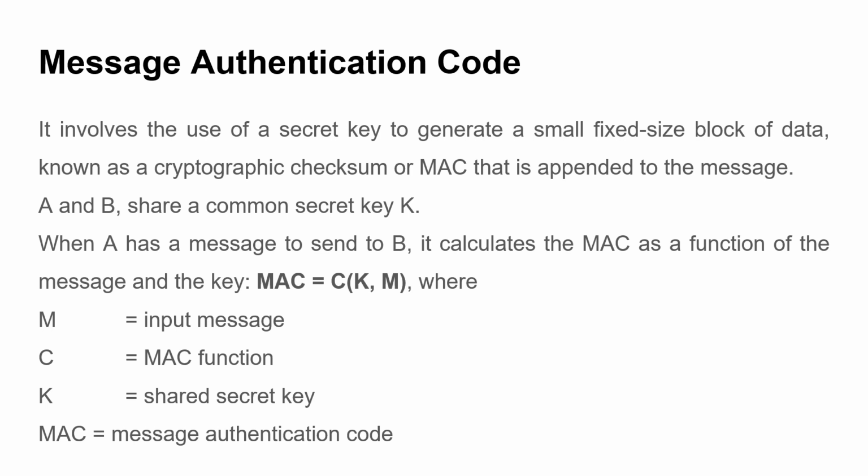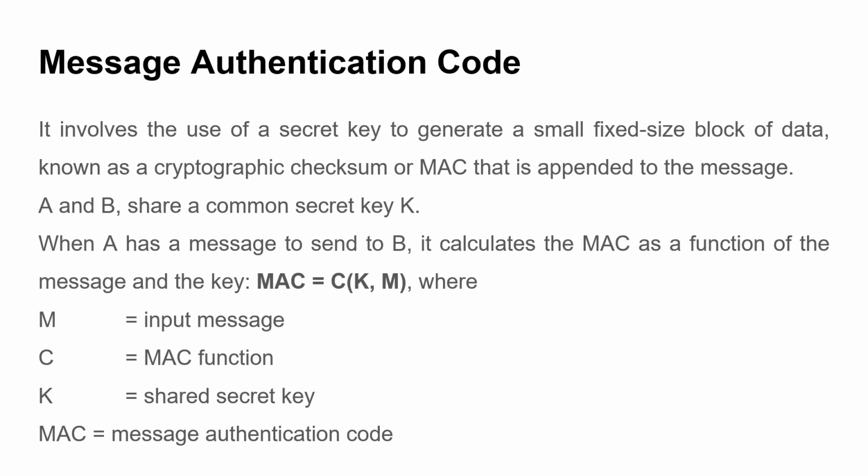What do you mean by message authentication code? It involves the use of a secret key to generate a small fixed-size block of data, which is called a cryptographic checksum, or otherwise called a MAC. This cryptographic checksum, the small fixed-size block of data that has been generated, will be appended along with the message. This appended data will help me identify whether it is from the authorized user or not.